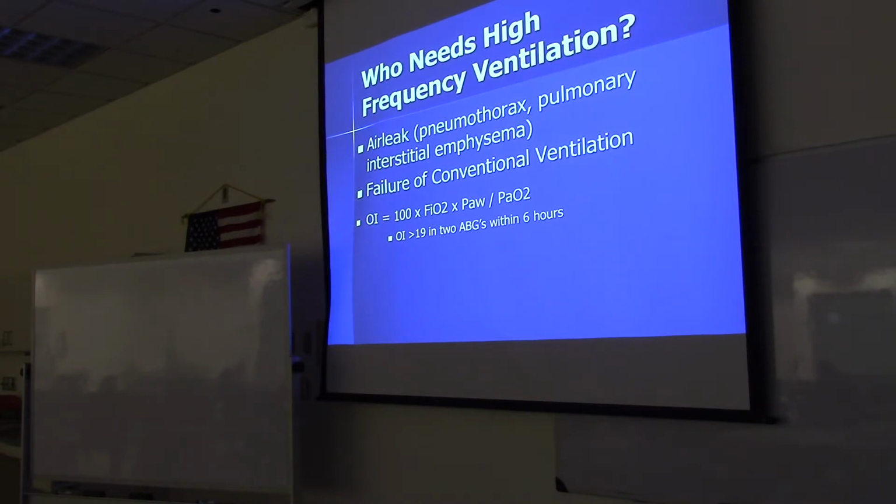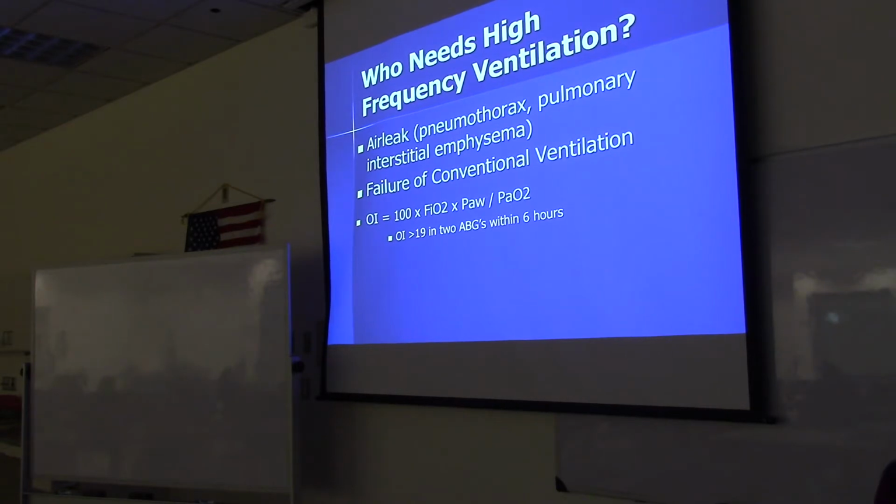Signs of air leak also include pulmonary interstitial emphysema, where there's ruptured alveoli and lots of air getting into the interstitial spaces of the lung. Or if you're on conventional ventilation and you can't ventilate your patient, your blood gases are terrible, you can't even maintain a 7.25 pH, your CO2s are 100, the patient's going to die unless you do something. What can you do? The answer would be high frequency ventilation.